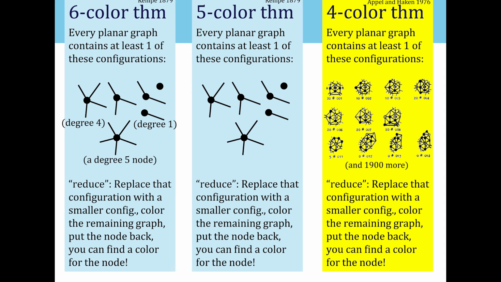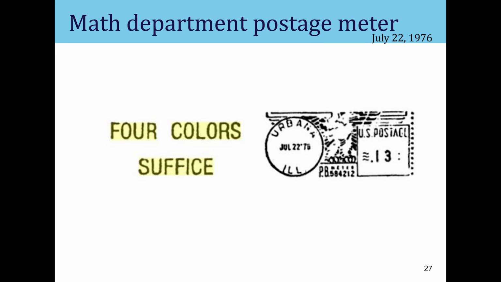The computer program could calculate that you could replace this configuration with a smaller one, and then when you have to put it back, you can recolor in such a way that you can find colors for the nodes in the configuration. And then famously, the postage meter of the math department of the University of Illinois advertised this big result on their postage meter back when first-class postage was 13 cents.